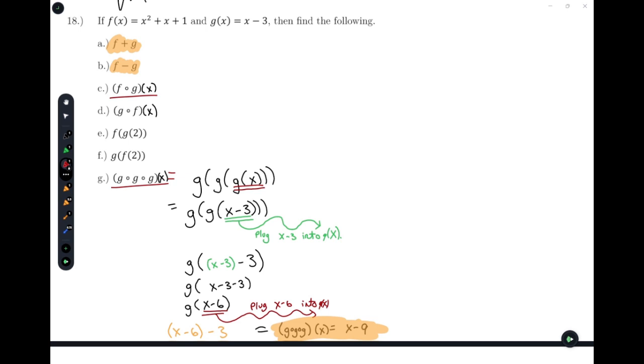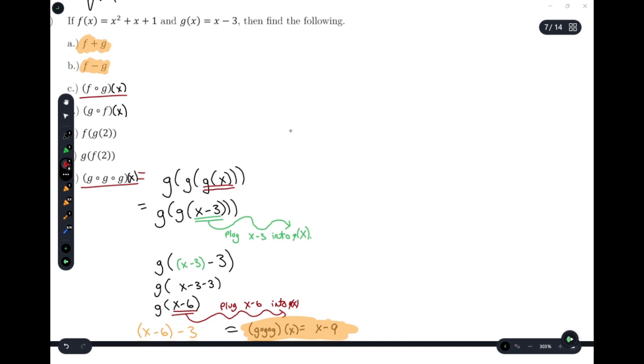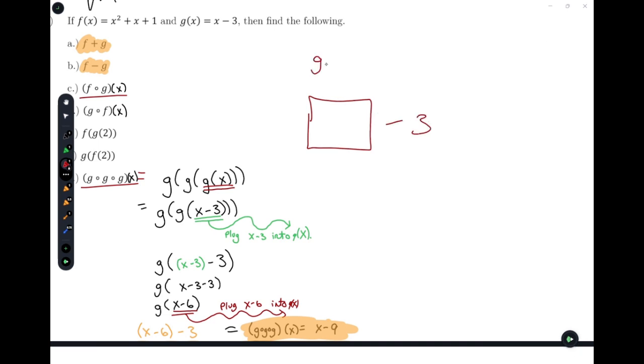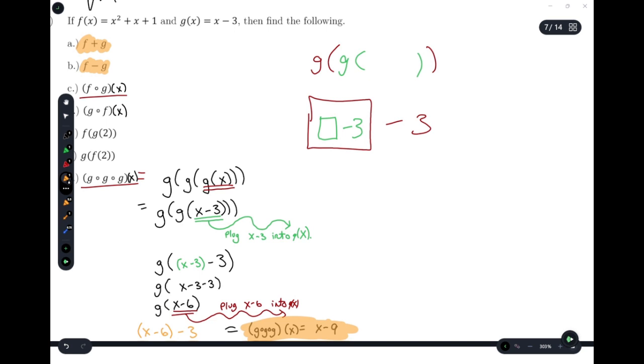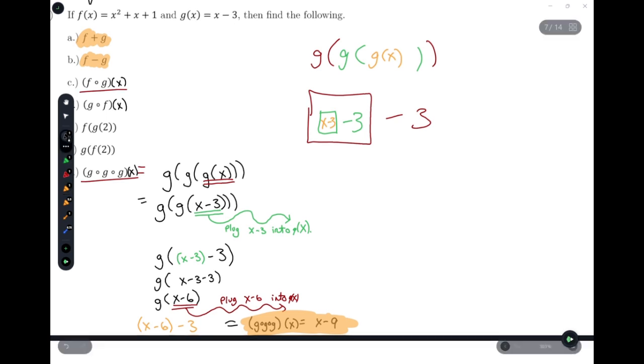I know what you're talking about. On the test review, I went outside in instead of inside out. I just started with g of x minus 3, and that's the outside g. Inside g, I went blank minus 3. And then the farthest inside g, I went x minus 3. So that's how you can visualize what's actually happening here.